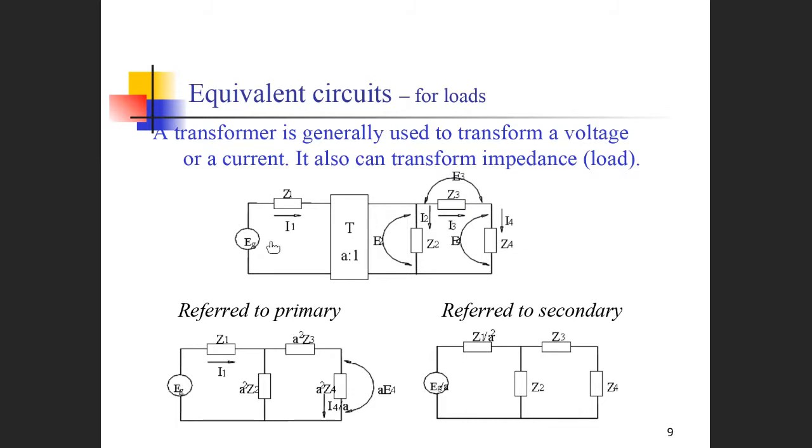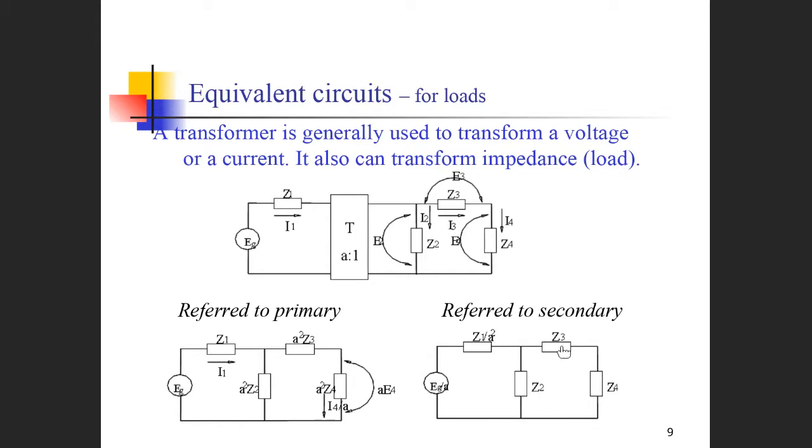So referring to the primary, all the secondary impedance is multiplied by the transformation ratio A squared. All the voltage, as a result, is multiplied by the transformation ratio A. And all the currents are divided by the transformation ratio A, so that the power stays the same. Very straightforward.